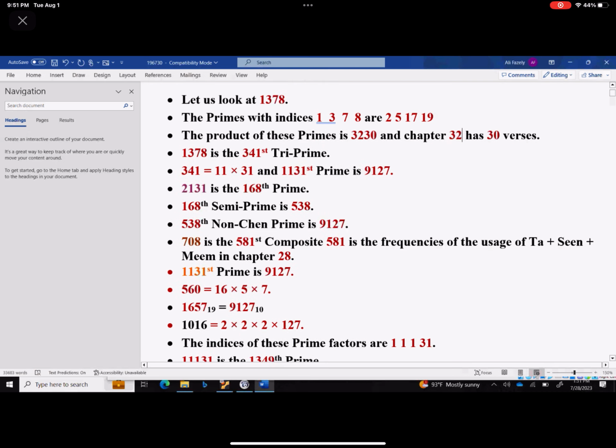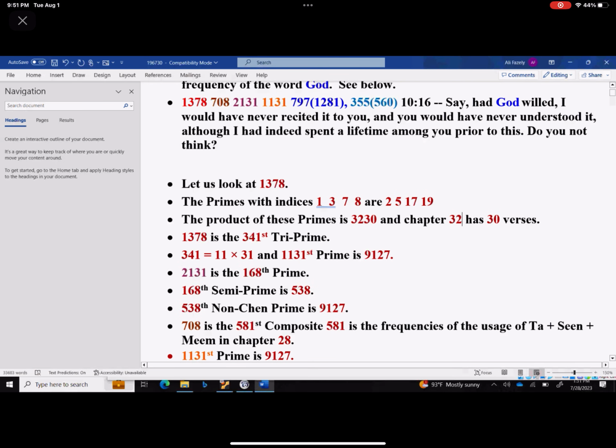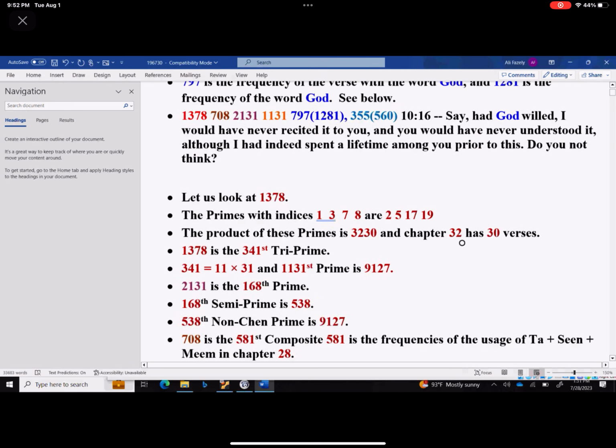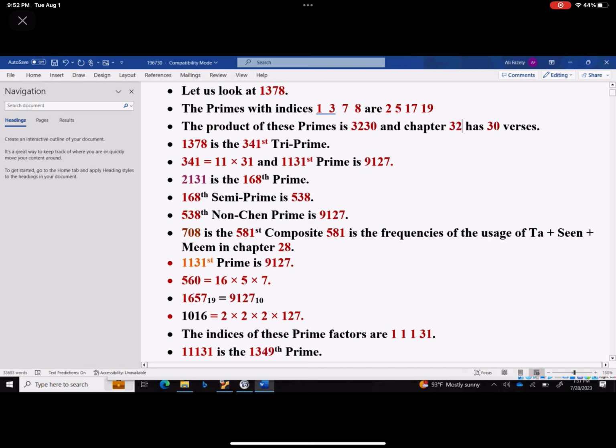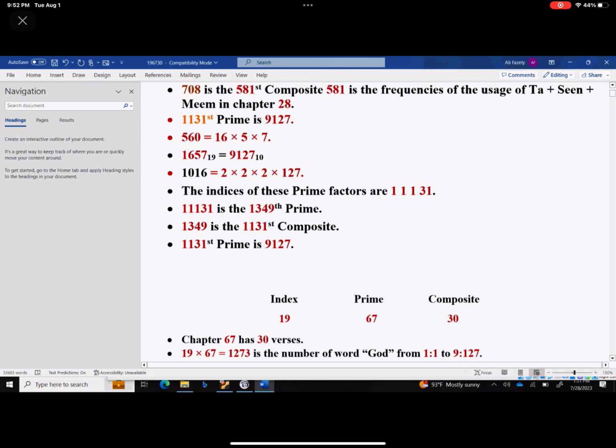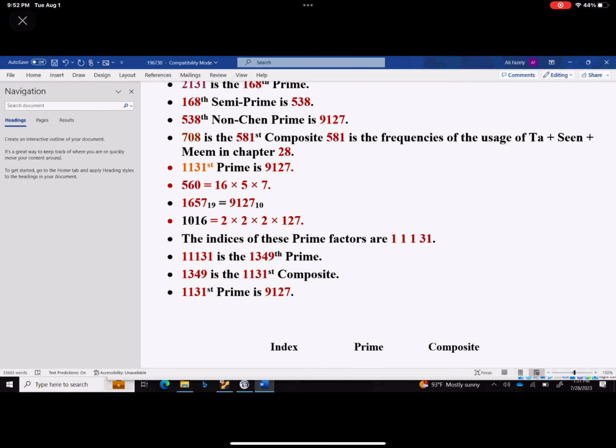Now we come to the surah number and verse number 1016. Let's see the 1016. This is really amazing. Okay. 1016 is equal to 2 times 2 times 2 times 127. Okay. The indices of these prime factors are 1, 1, 1, 31. 1, 1, 1, 31 is a prime number, and it happens to be the 1349th prime number.